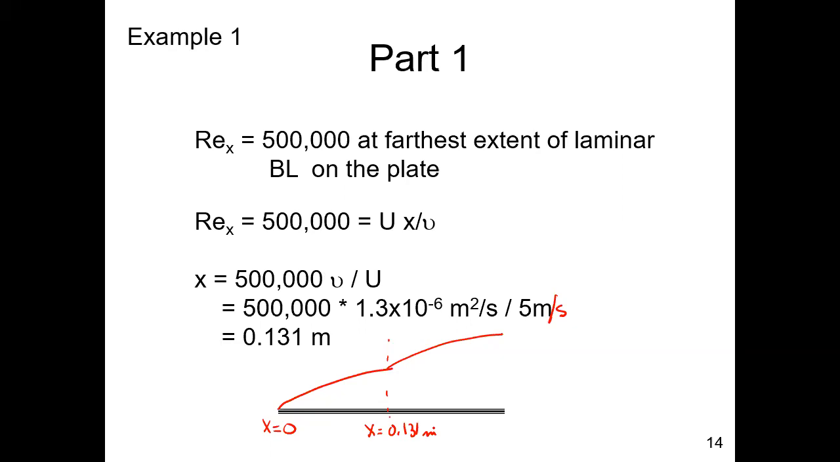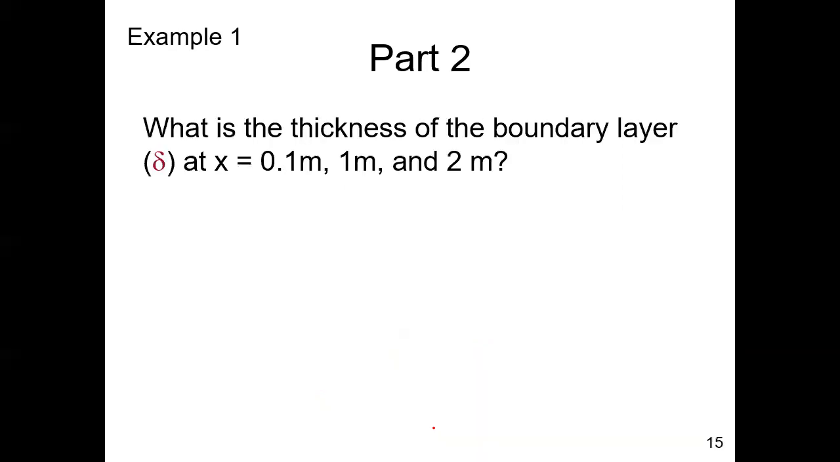The rest of the plate has a boundary Reynolds number greater than 500,000, which means it's transitional or possibly turbulent. Part 2: what is the thickness of the boundary layer? Again, for the total boundary layer thickness we use the Greek letter delta, at x equal to 0.1 meters, 1 meter, and 2 meters.